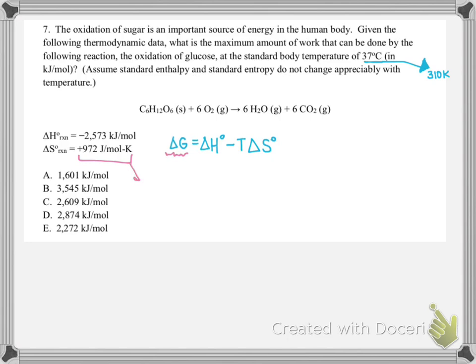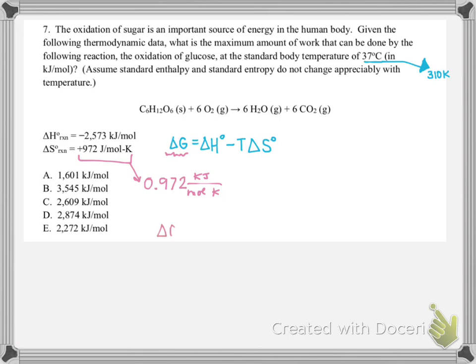And so what I'm going to do is convert my delta S value into kilojoules instead. And that way the delta G that I calculate will pop out in terms of kilojoules per mole, which is what the answer choices are written as. Okay, so we can go ahead and plug into this equation.